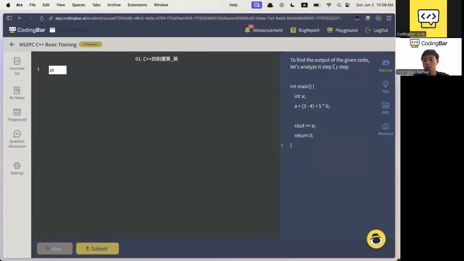So there's a question. To find the output of the given code, let's analyze it step by step. We define an integer a, and then we assign a mathematical expression to a. So this mathematical expression will be calculated. And remember, parentheses take precedence, right? So 3 minus 4 will be calculated first, and then 5 times 6 will be calculated next. And then this will be added together. And this will be 29.